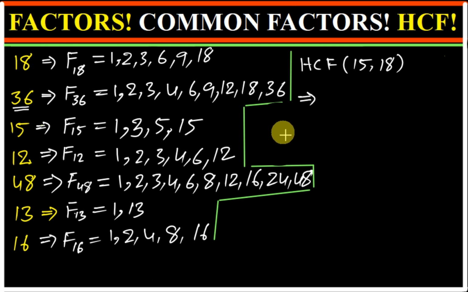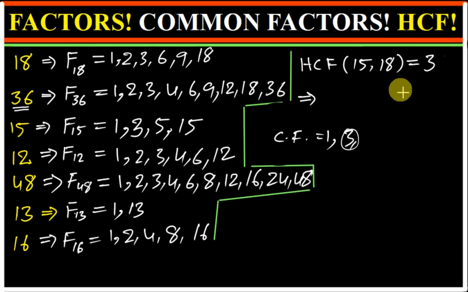So let's first write the factors of 15 and 18. What is common? 1 is common, then 3 is common, then nothing else. So 1 and 3 are the common factors. Among these common factors, which one is the largest? It is 3. So we can say the highest common factor of 15 and 18 is 3. We just have to see which one is the highest among the common factors. That will be the highest common factor.